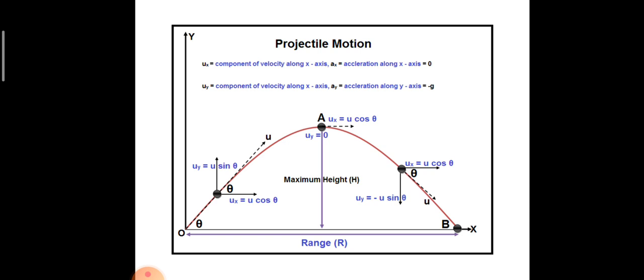If theta is the angle at which an object is projected with reference to the x-axis, then the component of initial velocity u along the x direction will be ux = u cos theta, and the component of velocity along the y direction, uy, is equivalent to u sin theta. Acceleration along the x-axis will be 0 and acceleration along the y-axis will be minus g. The negative sign is given since g is always vertically downwards.